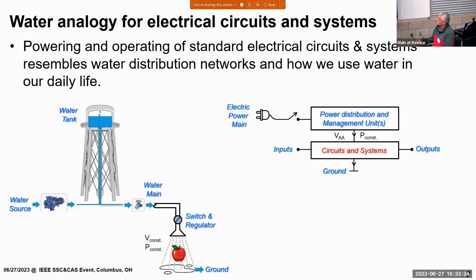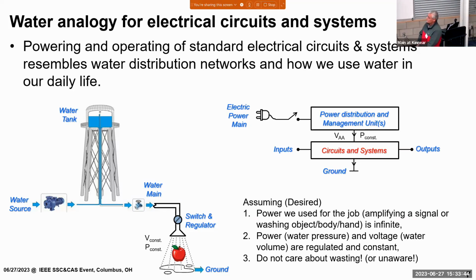And at the end, you close the loop, the water cycle, to dump that water to the ground to let it circulate. Similarly, we have the main power that we distribute and manage, and provide as a voltage and power to our circuits. And at the end, that current is going to close the loop through the ground port of the system.